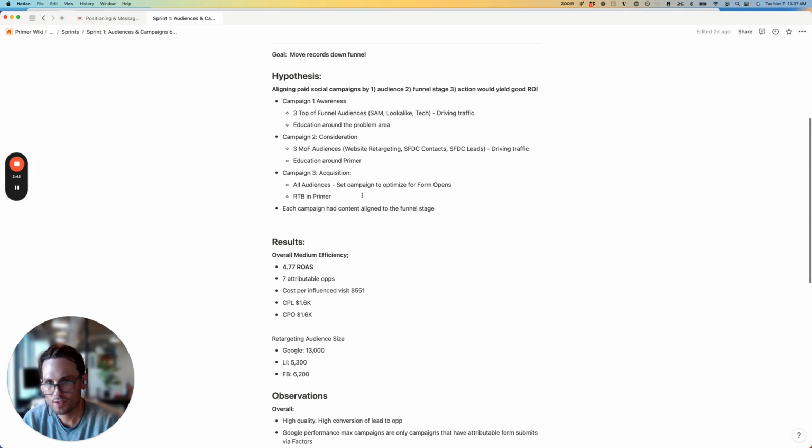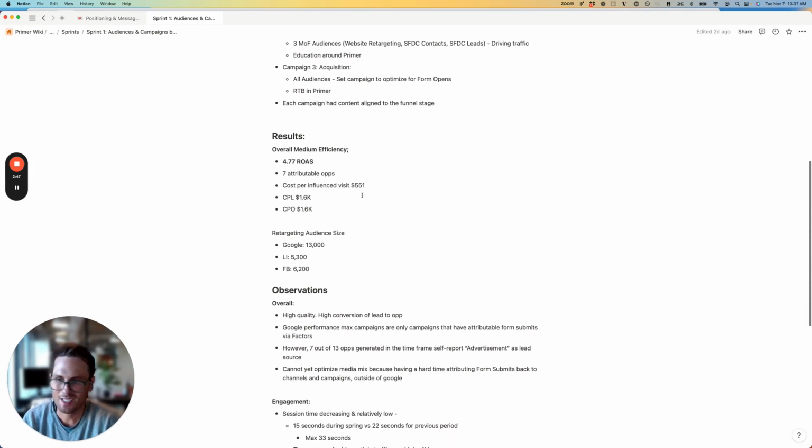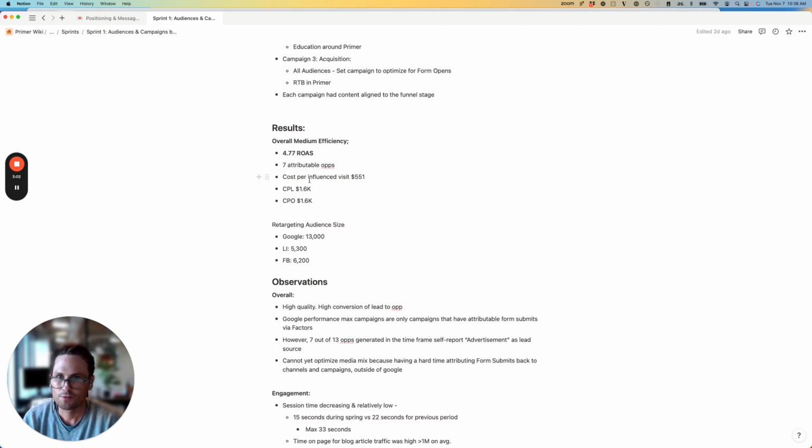So our last sprint overall wasn't a winner. We had medium efficiency, which we measured by return on ad spend, ROAS. We saw that there were 7 attributable ops generated in the 2-week time frame. The cost per influenced visit, which we'll get into in part 5 of how we measure that, this is influenced website visit, was $551.